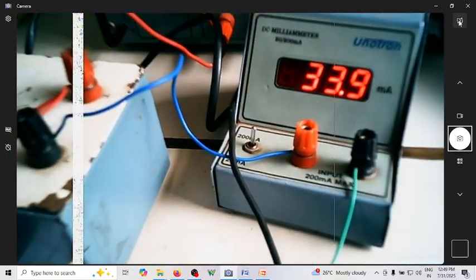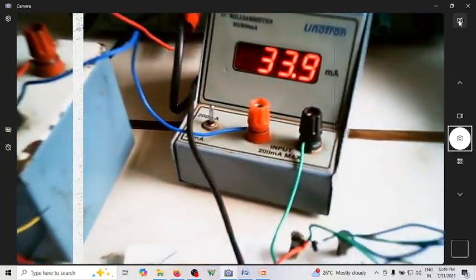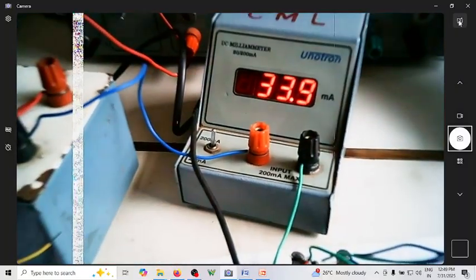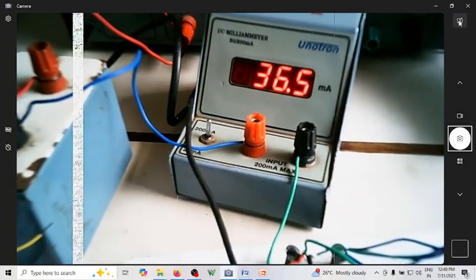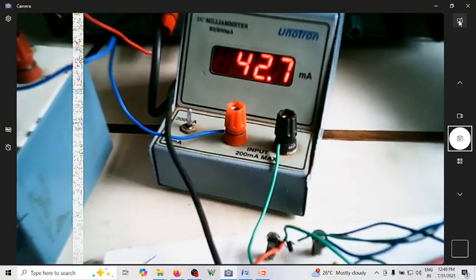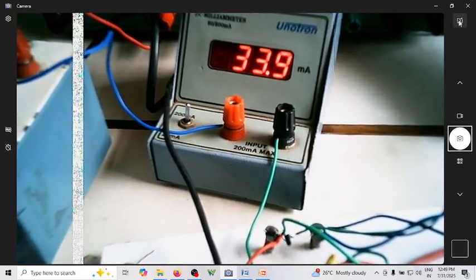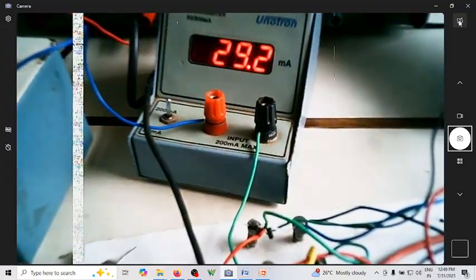See here, 33.9 is not sufficient, that's why it's not buzzing. I'll reduce the resistance, it's fine. Anything more than that is fine, but anything less than that, it's off. Can you see it's off, off, off?